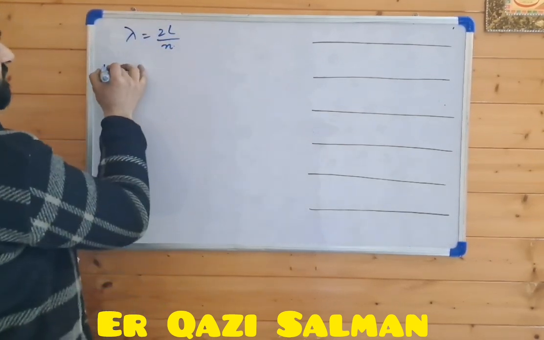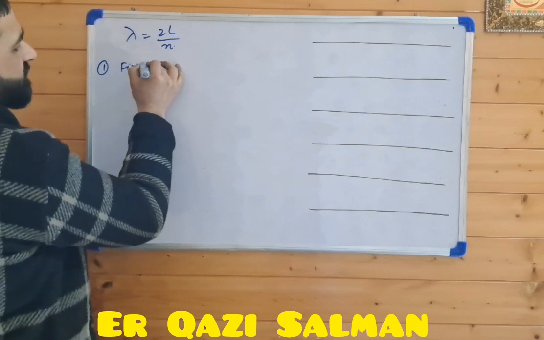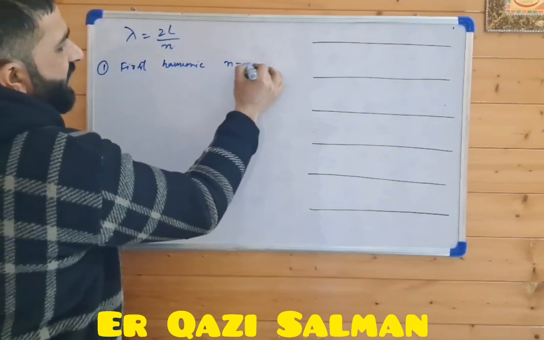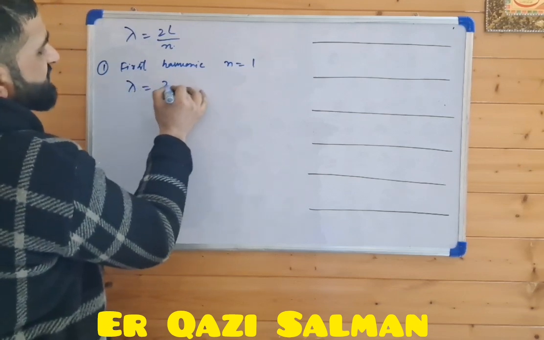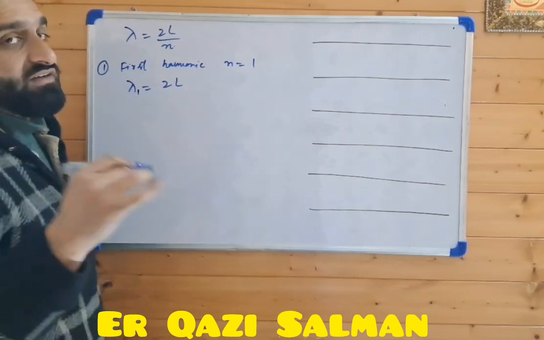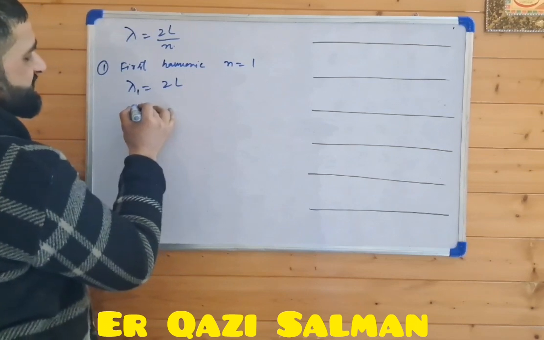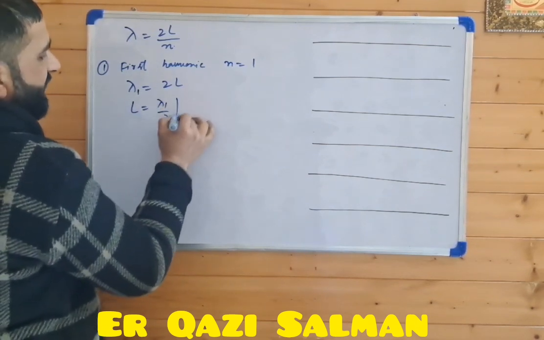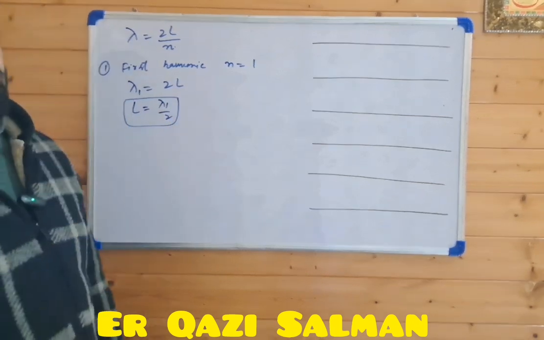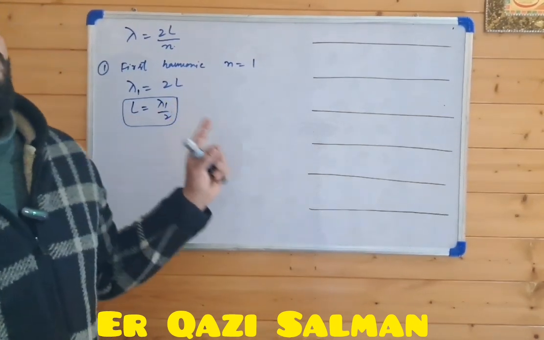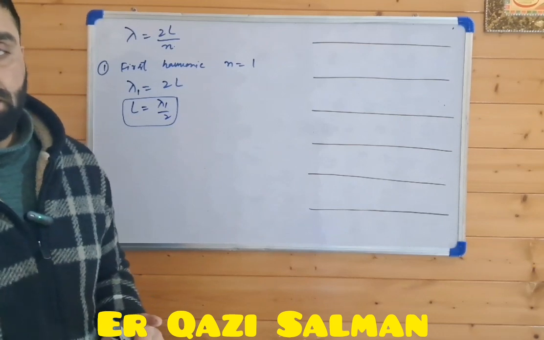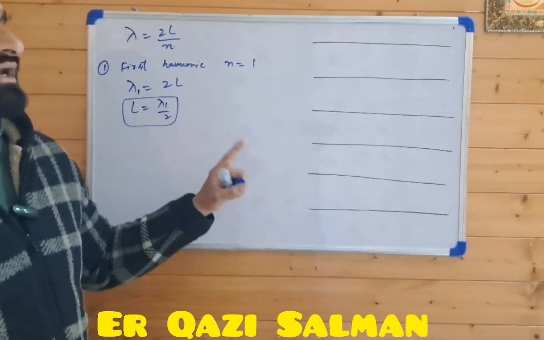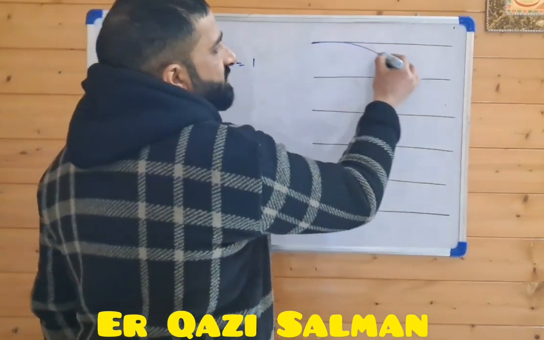We will go for the first harmonic, or the fundamental mode. For the first harmonic or the fundamental mode, n is equal to 1. That means lambda is equal to 2L, or lambda 1 is equal to 2L, or we see that L is equal to lambda 1 divided by 2. What does this tell us? It tells us there is half a wavelength in the first harmonic or fundamental mode in the entire length L. So we have it this way.